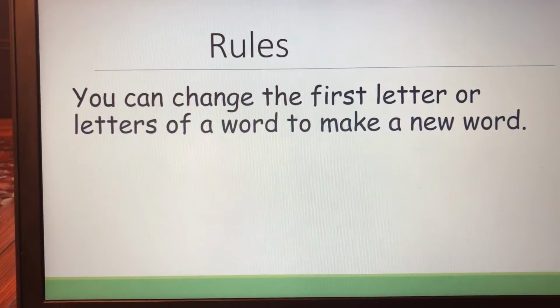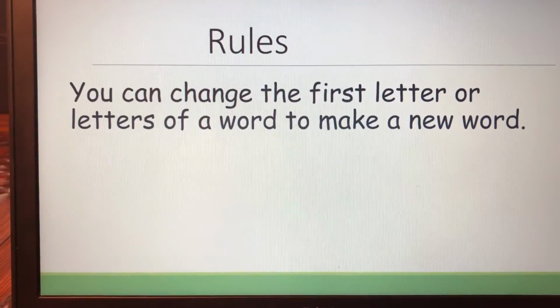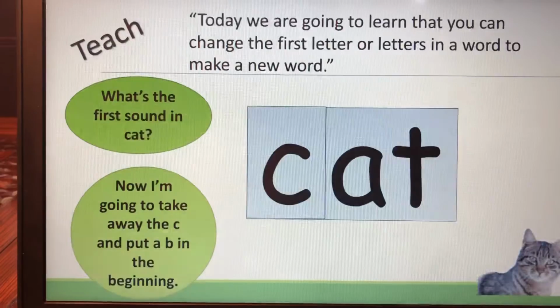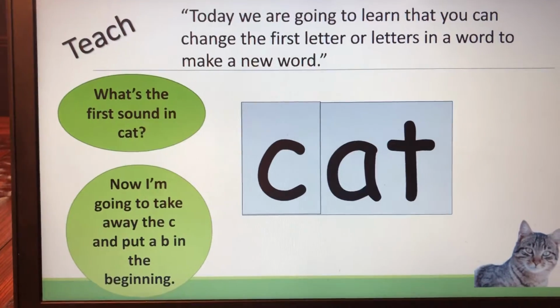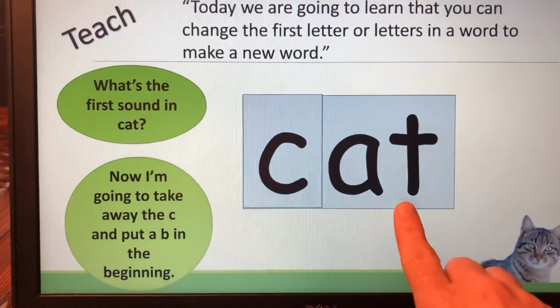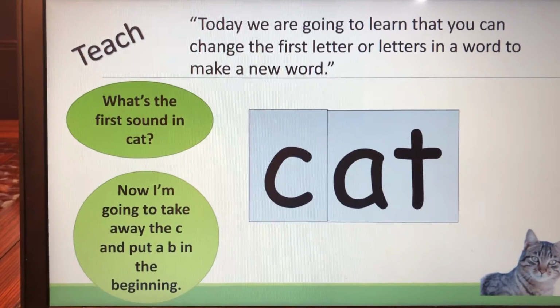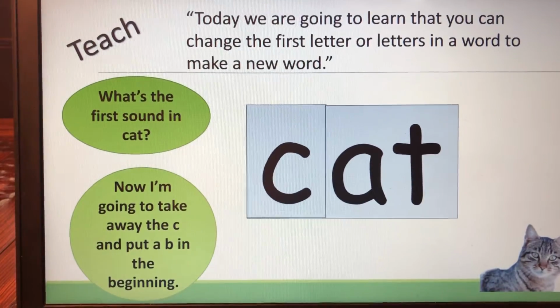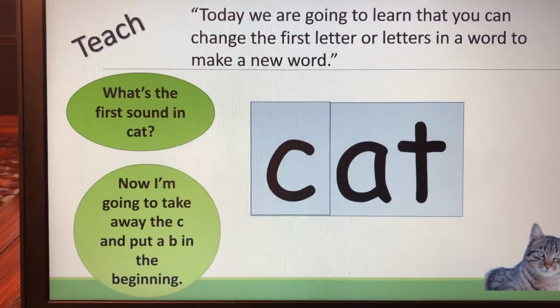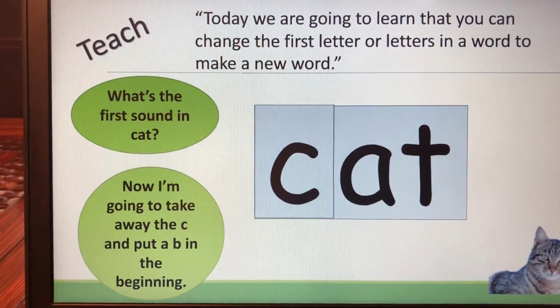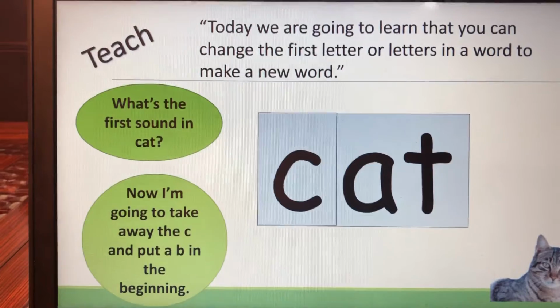Today's rules, you can change the first letter or letters of a word and make a new word. So we're going to start with the word that you can read, cat. There's a little picture of a cat right here. And we're going to change the first sound in cat. We're going to take away the C and we're going to put a B in the beginning. So let's see what that will look like.